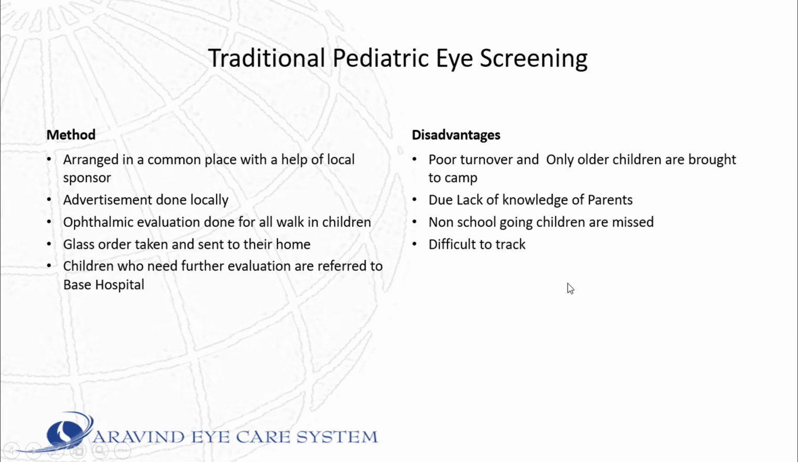Coming to the traditional pediatric eye screening, it is usually done at a common place like cataract camps. Advertisement is done locally. What I mean by pediatric eye screening is that we usually aim for non-school-going children under the age of 6 years. But most of the time, because of poor awareness, parents bring school-going children or older kids, because in their understanding, small children will not cooperate for vision screening.